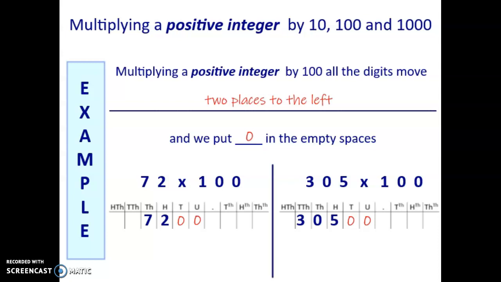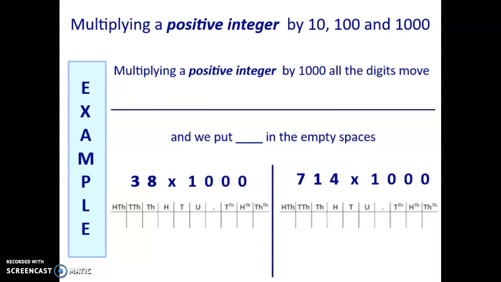My final examples are going to be timesing by 1,000. Hopefully you've started to see the trick by now. When I multiplied by 10, everything moved 1 place to the left. When I multiplied by 100, everything moved 2 places to the left. So when I multiply by 1,000, what do you think I'm going to move? That's it, I'm going to move 3 places to the left.